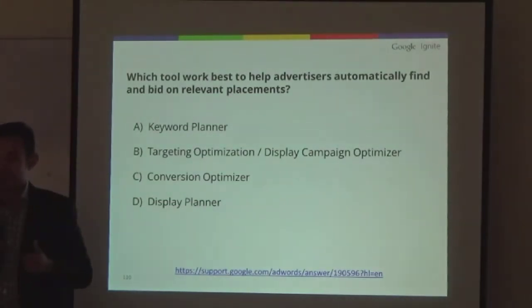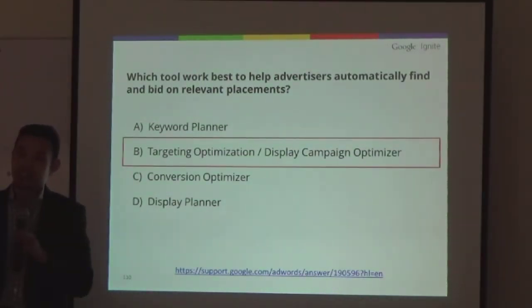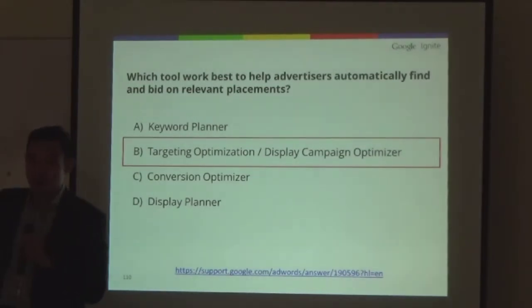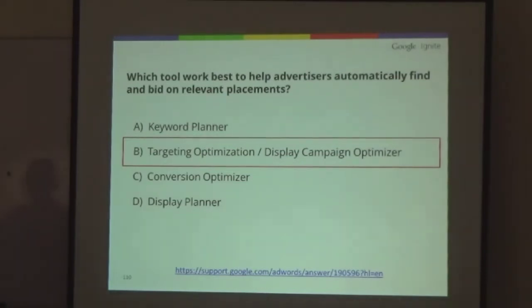Which tool? Keyword planner? True, false? False, alright. B, targeting optimization? True? Yes, true. So targeting optimization does that. It does not only help you increase or decrease the bid, adjust the bid, but it also helps you find placements where you can place your ads to further optimize your campaign.